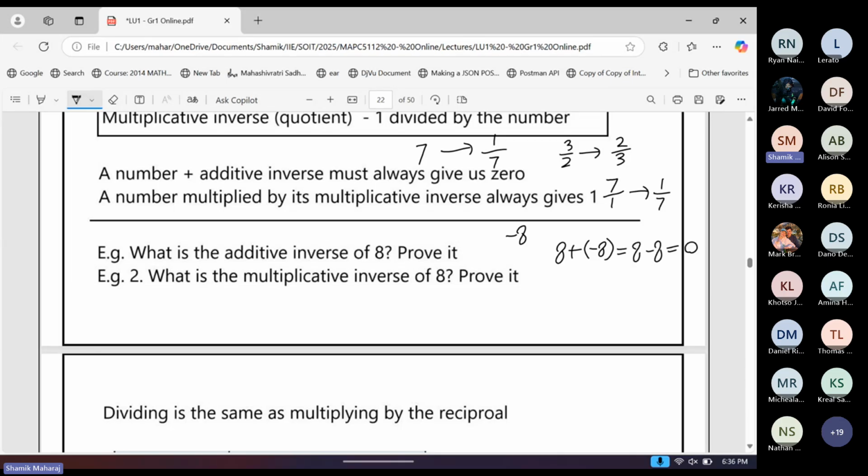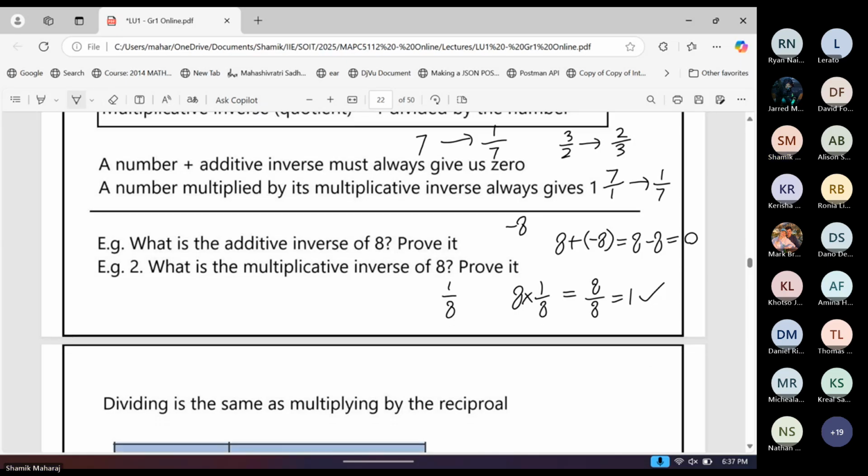So example 2, what's the multiplicative inverse of 8? Prove it. Okay, multiplicative inverse of 8, we know from the top is just 1 over 8. How do you prove that? Well, you take 8 and multiply it by its multiplicative inverse. You end up getting 8 over 8 as a result, which is 1. So if you get 1 as a result, you've proven it, right? We're done with that. So for multiplicative inverse, the proof involves getting 1 as an output. For additive inverse, the proof involves getting 0 as an output.